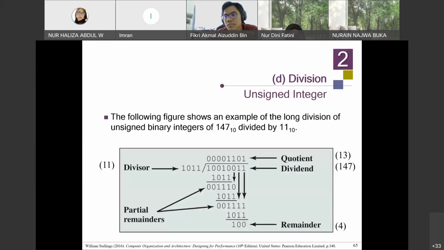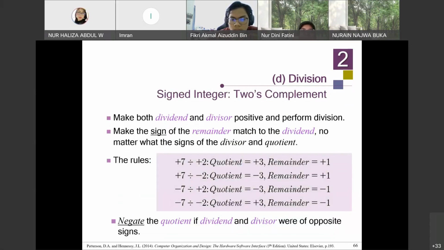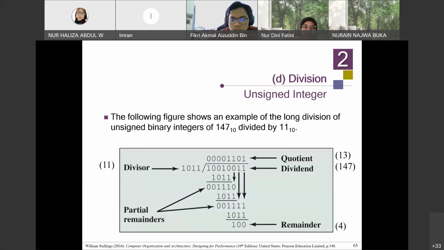We go to how the mathematics works for unsigned integers. Unsigned is not a problem for us because it is normal mathematics we learn even from standard 2, I guess. In standard 2 we already start to learn division. But now we are applying it in terms of binary numbers. That is all for the unsigned.